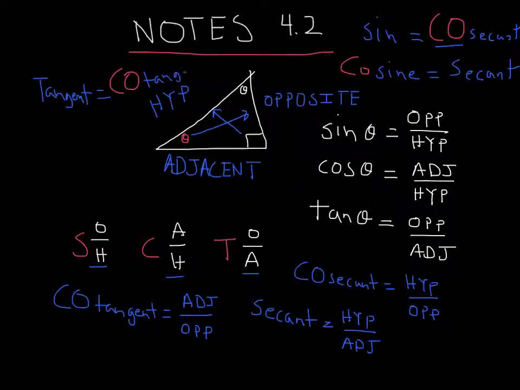Once again, notice that there's only one co in each pair. So that's going to be a start, and then we're going to go ahead and jump into examples 1, 2, and 3 on the next slide.